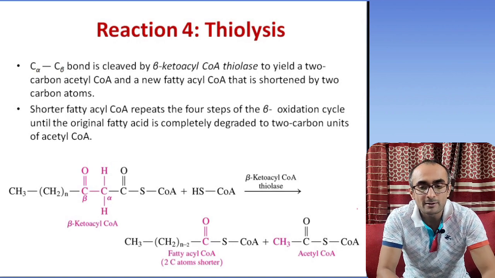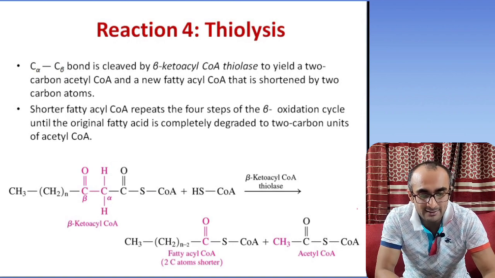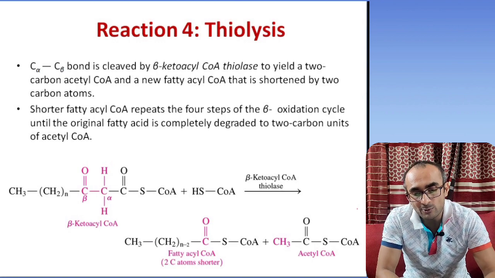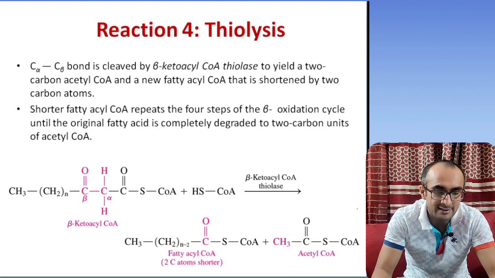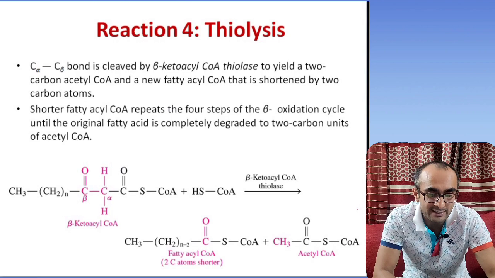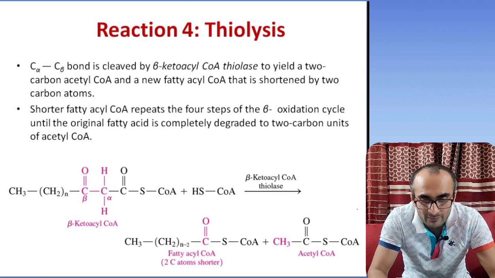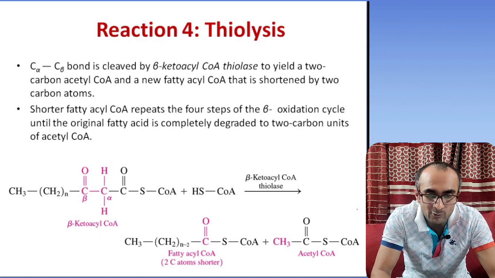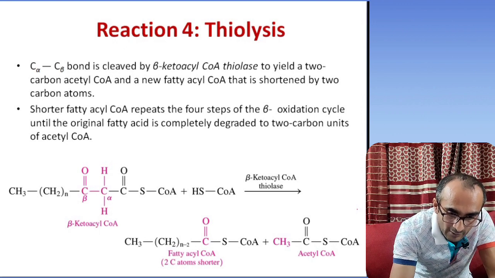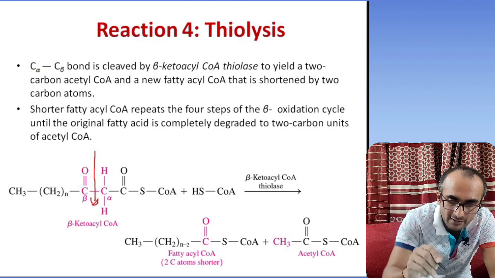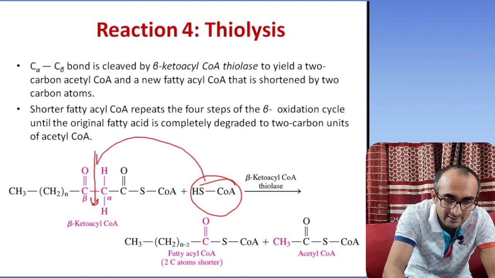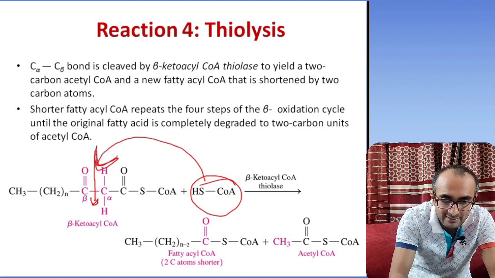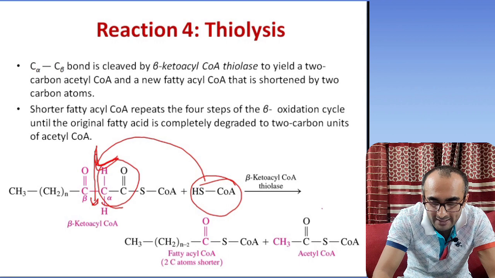The last step of beta oxidation is thiolysis, which is catalyzed by beta-ketoacyl coenzyme A thiolase, or simply thiolase, as this enzyme is also called. It converts beta-ketoacyl coenzyme A into fatty acyl coenzyme A and acetyl coenzyme A. In this reaction, splitting, lysis, happens of the bond between the alpha and beta carbon, and after lysis one coenzyme A is used here. So coenzyme A will be added to the fatty acid, and the terminal 2 carbon atoms are released in the form of acetyl coenzyme A.